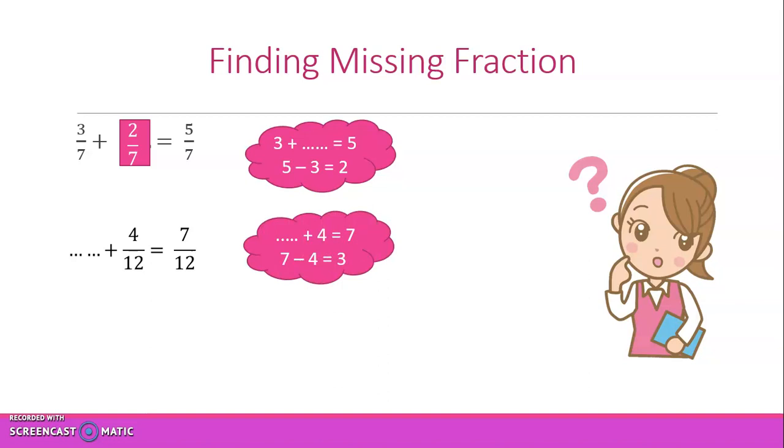What number plus 4 is equal to 7? What's the opposite of addition? It's subtraction. Then I subtract 7 minus 4 is equal to 3. And the missing fraction is 3 over 12.